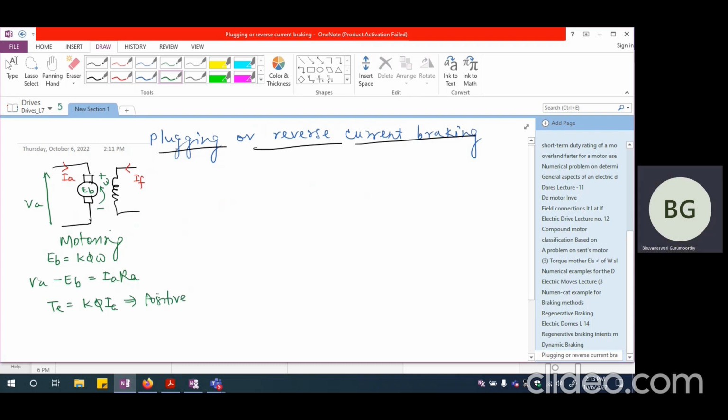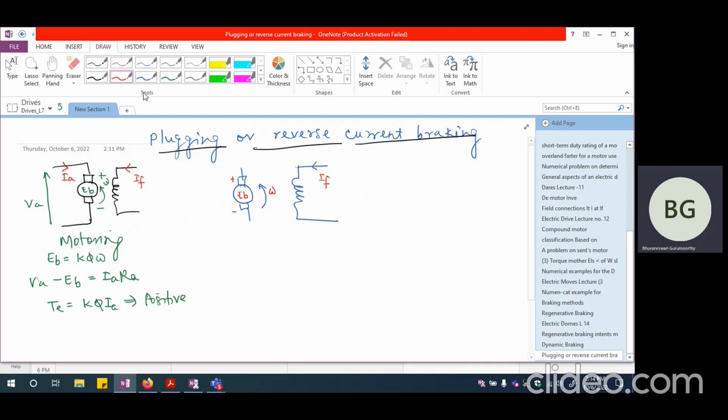Okay. Now for plugging operation, what we are going to do is the motor is already running. So it is running at a speed of omega, whatever we had already designated. And EB is also generated because of this particular omega as well as the field. So I'm going to have the field current flowing in this particular direction. Field current has not reversed. So I'm going to have the back EMF exactly flowing in the same, or generated in the same direction.